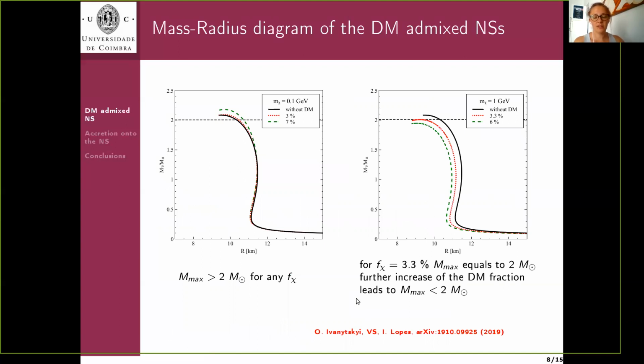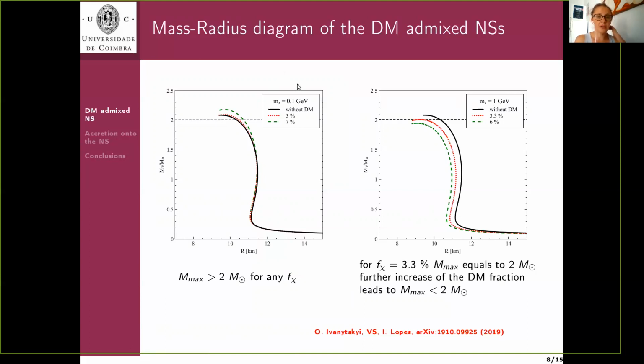On this slide, you can see the mass-radius diagrams for two cases: for a very low mass dark matter particle, and for a heavy dark matter particle on the right.